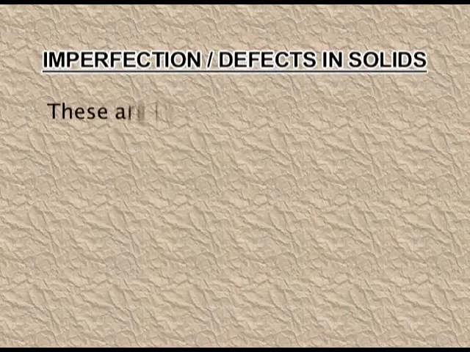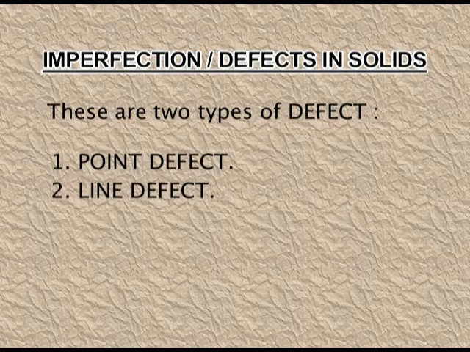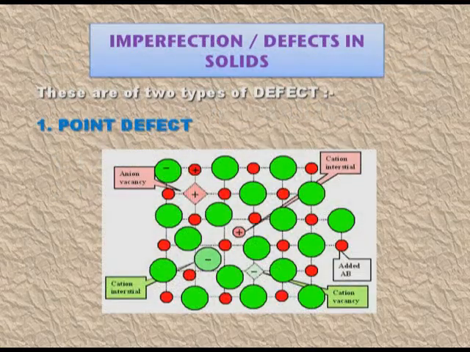The imperfections or the defects in the solids are classified as the point defect and the line defect. Point defect: when the irregularity is around an atom or a molecule, then that is known as a point defect. But when this defect or the irregularity in the arrangement of the constituent particle generates along a row, then that is known as a line defect. We will study in detail about the point defect.